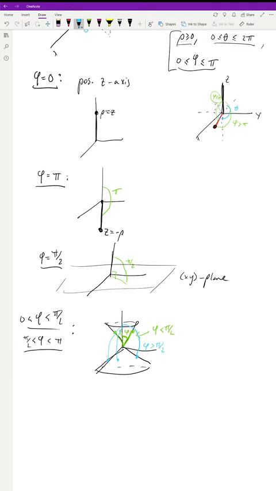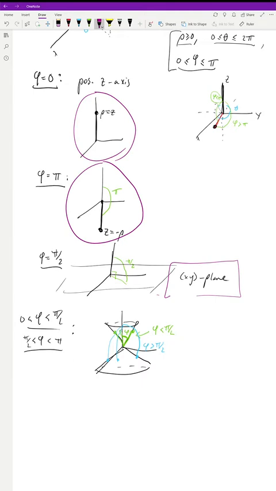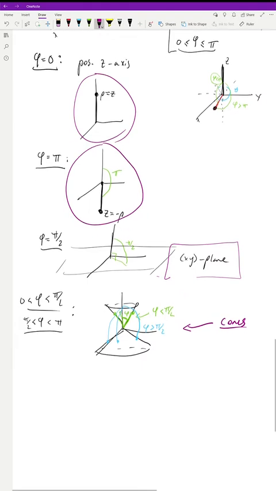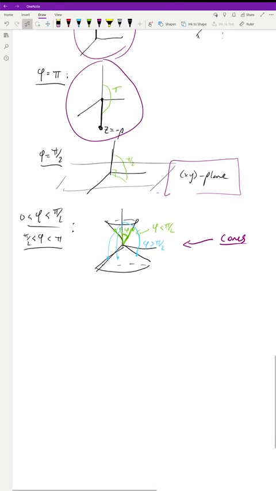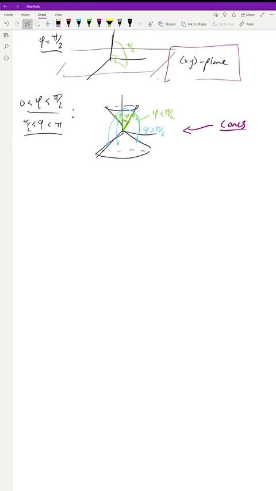So you get either the positive z-axis, the negative z-axis, or the xy plane. These are the three special pictures, and in all other cases, you get cones for fixed values of phi. And we've already described what the regions are for fixed values of rho, rho being the radius of the sphere. Fixing rho is just fixing all the points to be a certain distance away from the origin, so you're getting different spheres.